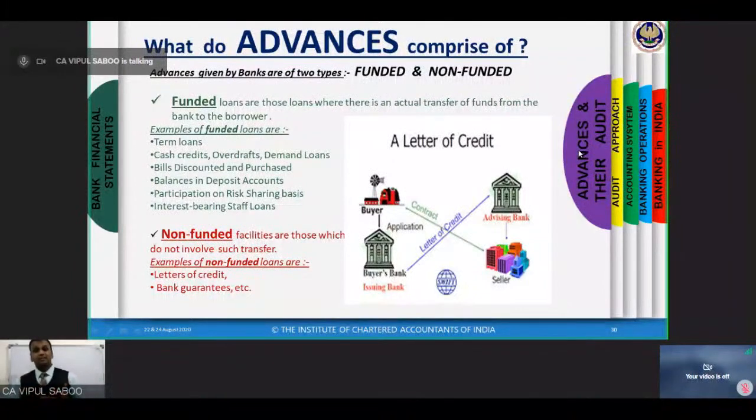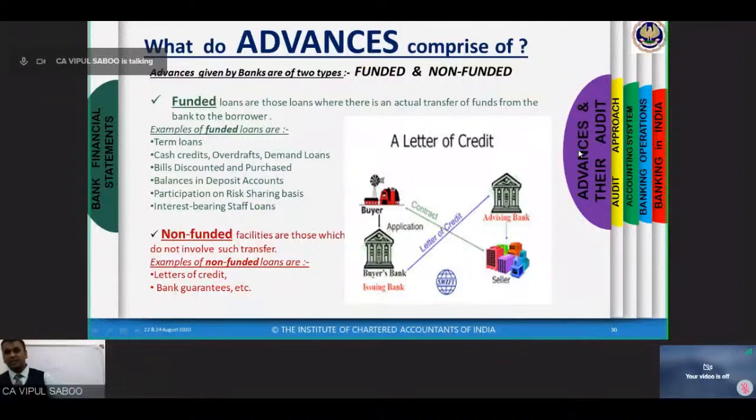Now the bank approaches the buyer: we issued a letter of credit, there was a contract between us, now you have to repay us the money. The bank files a suit against the buyer that you have to return us the money. The seller is sorted, the seller's bank is sorted, but now it is between the buyer and his bank.